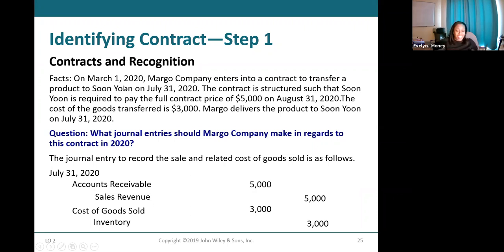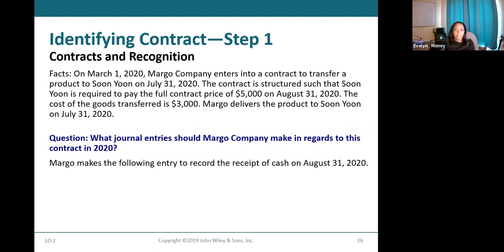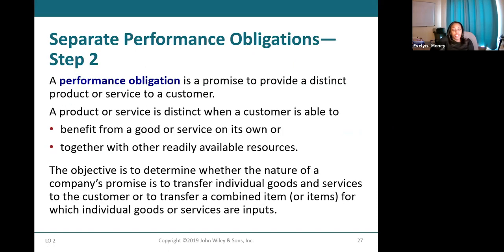Again, we don't do anything on March 1st. Entering into a contract does not require a journal entry because no one has received anything. No one has the right to receive any payment because nothing has been done as of yet. And then on August 31st, we know that we're going to show the cash coming in. So the journal entries are a repeat of the steps that we have to take to get to the journal entries. It's really what's new, but it's not new because you already know how to record revenue.